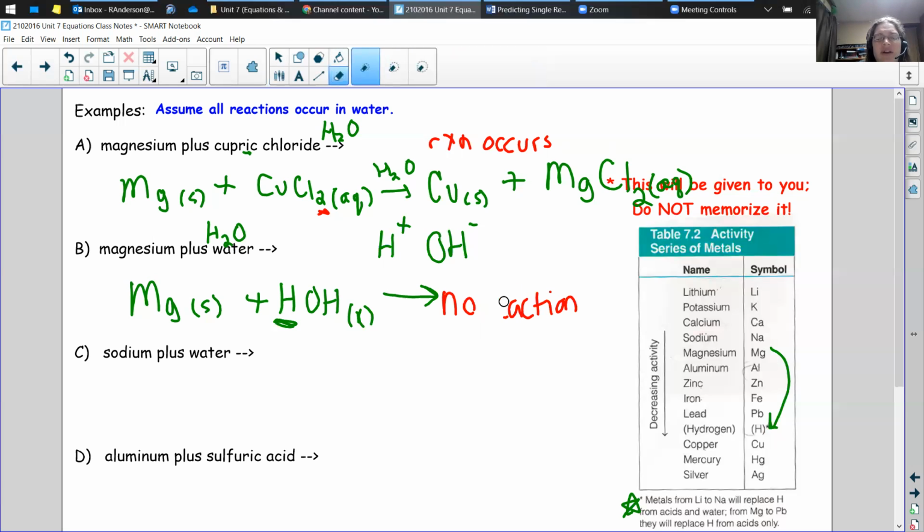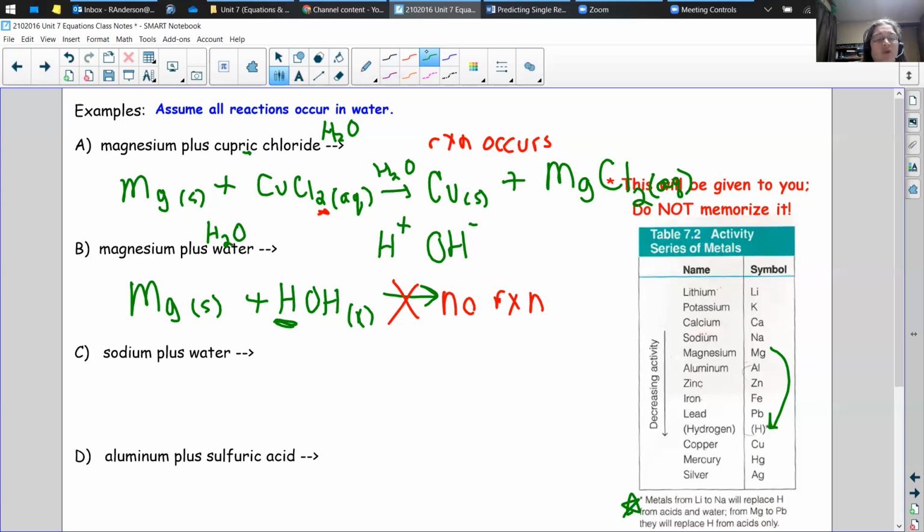I like to write it as no reaction. I use the abbreviation RXN. Some teachers will have you just put an X here over the arrow, but some way of indicating that you know that no reaction is going to occur. If no reaction occurs, you do not need to write the rest of the reaction out because it's not happening.